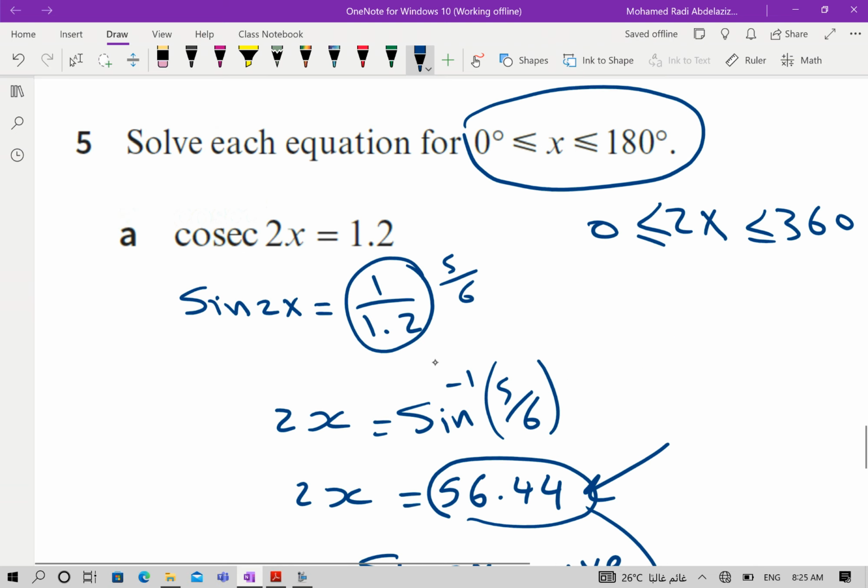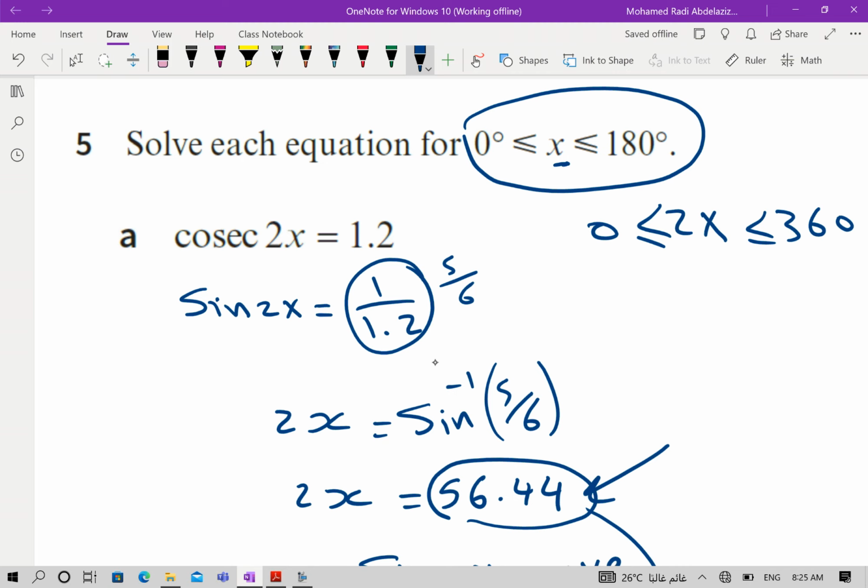I multiply by 2 to know the range of 2x. Then I need to find the values of x.